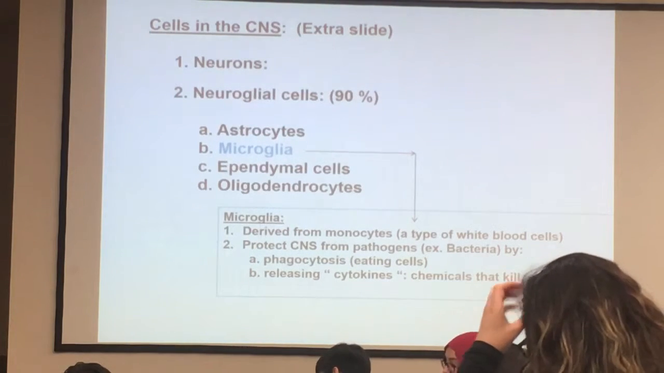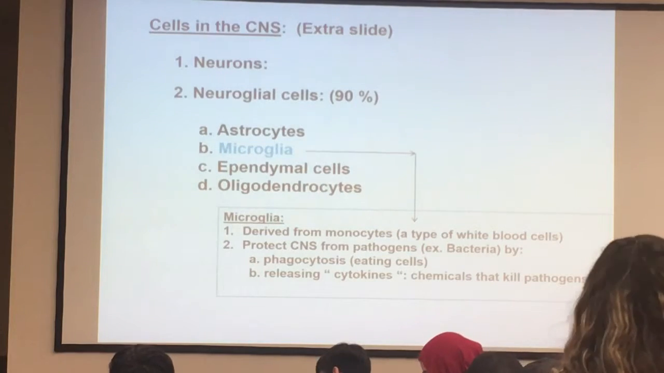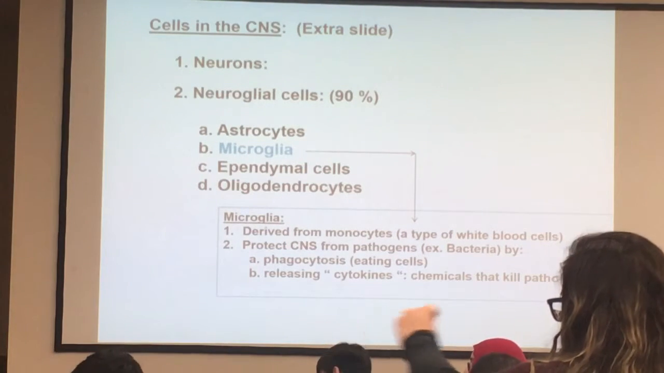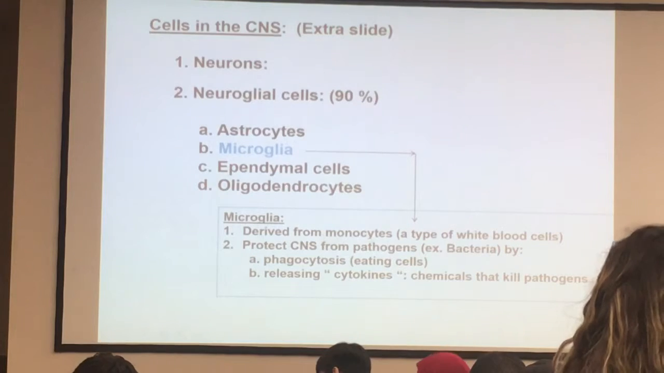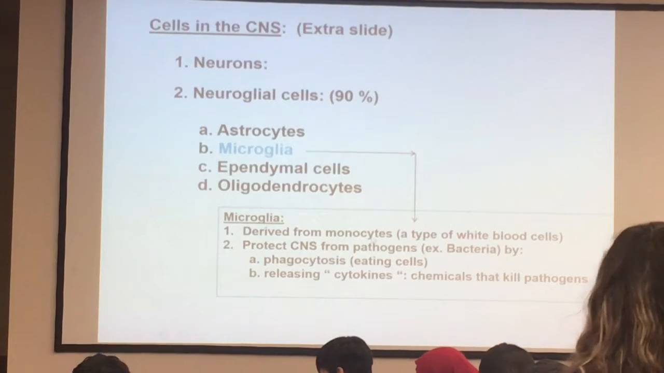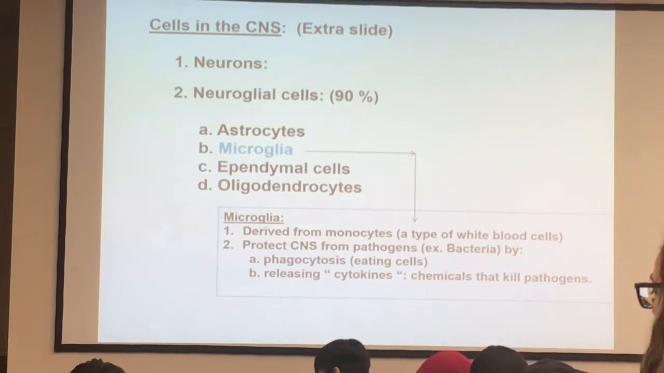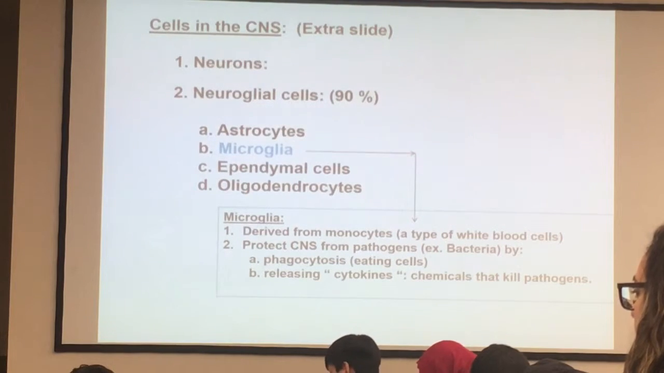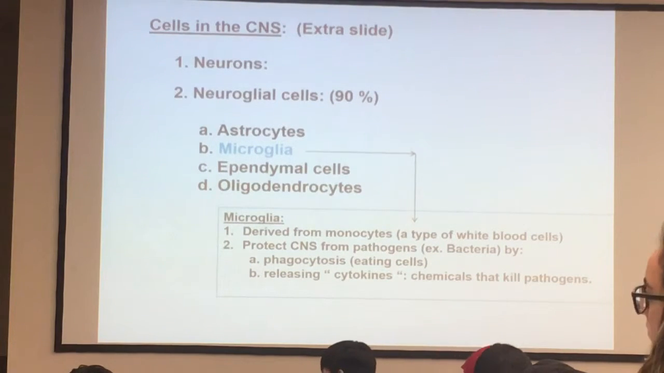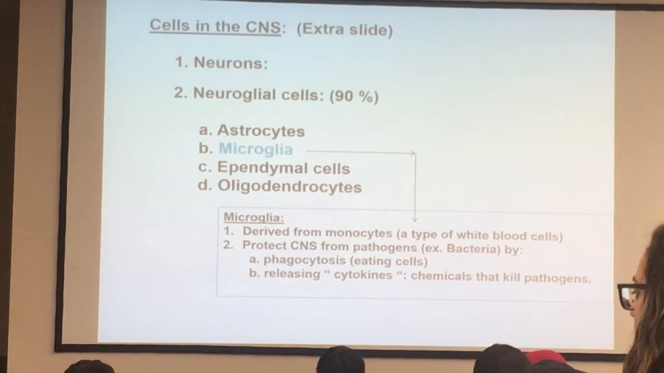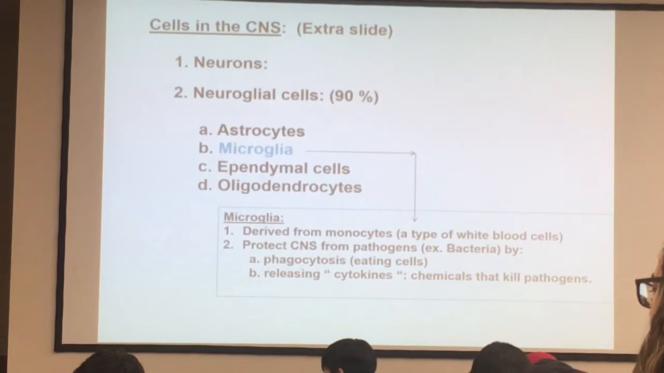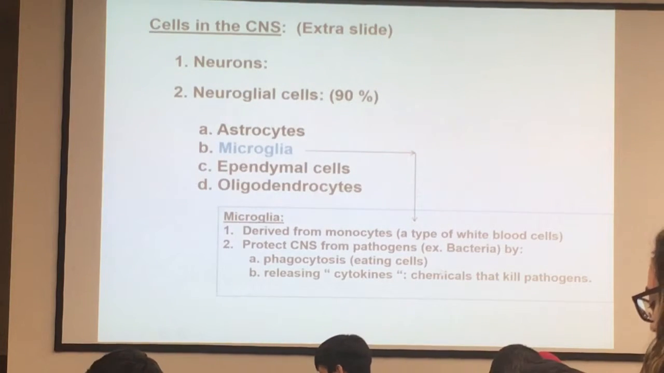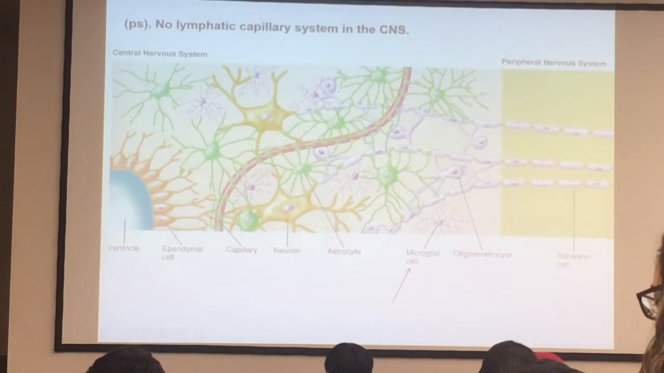In the central nervous system, I just mentioned that we don't have lymphatic vessels, but we have a cell there. It's the microglia. Microglia come from where? Monocyte. And their function is phagocytosis. They can eat. They can swallow bacteria in the brain. They also can release a chemical called cytokine, a chemical that can kill the pathogen, and I will show you from AP1.